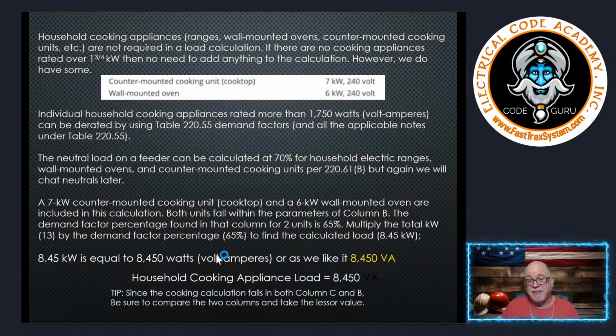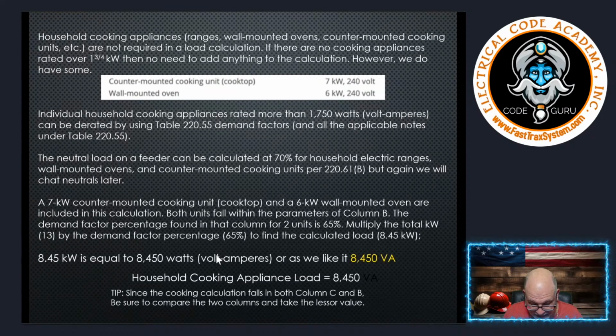But before we leave here, what are we going to do? Remember that neutral? Remember what we said? We get to take it at 70%? I'm going to take that 8,450 and multiply it by 70% to get my neutral. Since I'm already here, might as well knock it out.